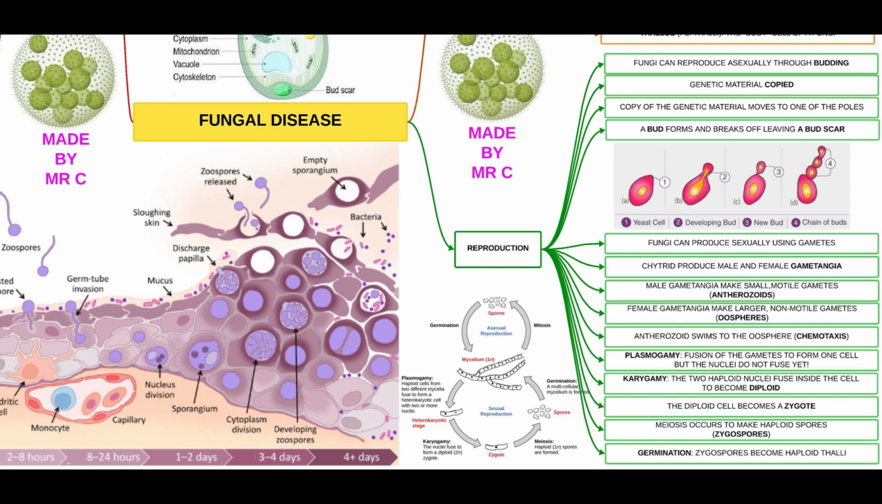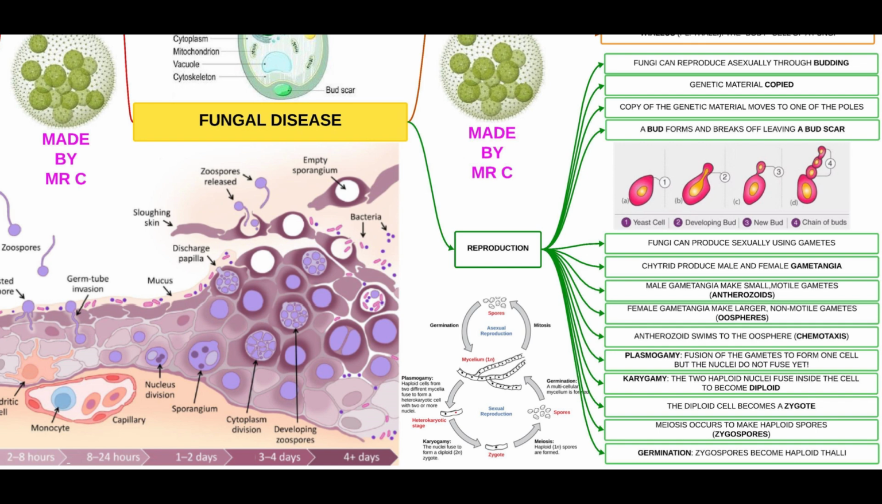Chytrid fungus produces male and female gametangia. The male gametangia make small motile gametes called antherozoids. The female gametangia make larger non-motile gametes called oospheres. The antherozoid swims to the oosphere using chemotaxis.